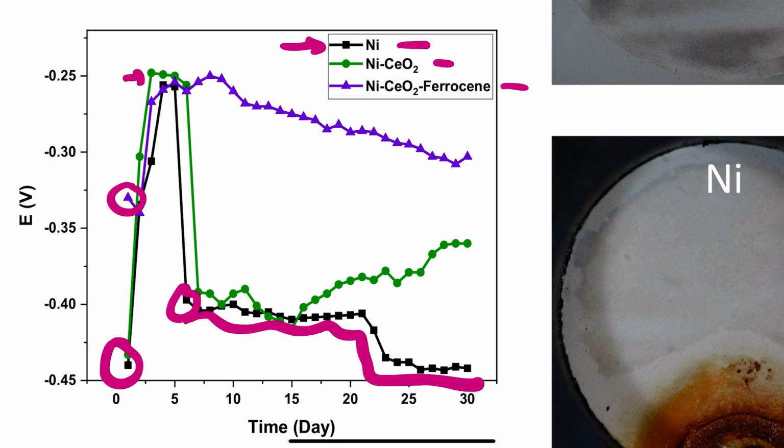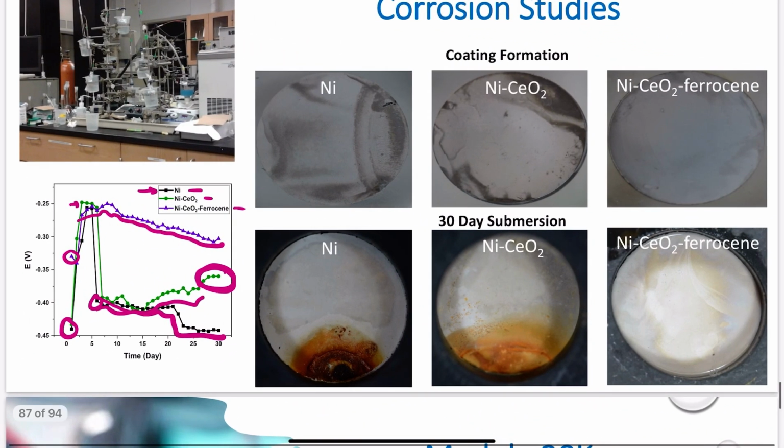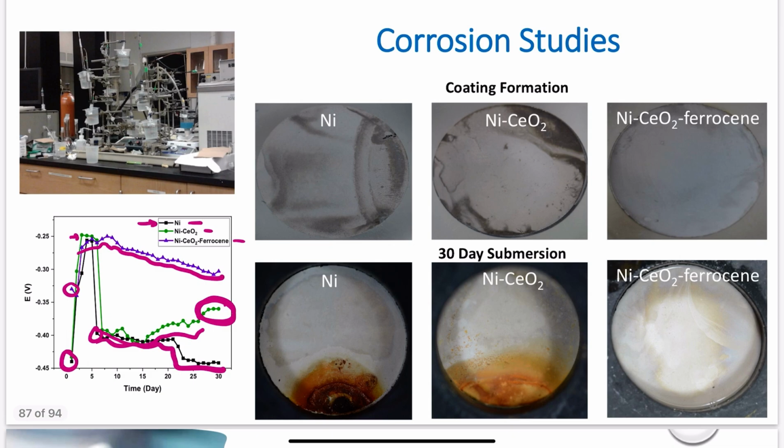The one in green, the nickel cerium oxide, we see its coating held on a little bit longer, a few more days than the nickel did, but again, it drops because we started destroying the nickel coating itself. Now it's starting to increase again, because it's forming a new oxide layer underneath. But the nickel cerium oxide ferrocene, not perfect. Nothing's ever going to be perfect. But it formed its oxide layer, and it's holding pretty tightly compared to the other two materials. And we see that in the pictures as well.